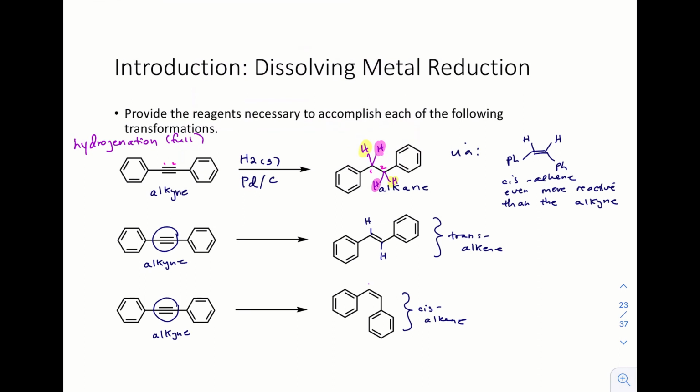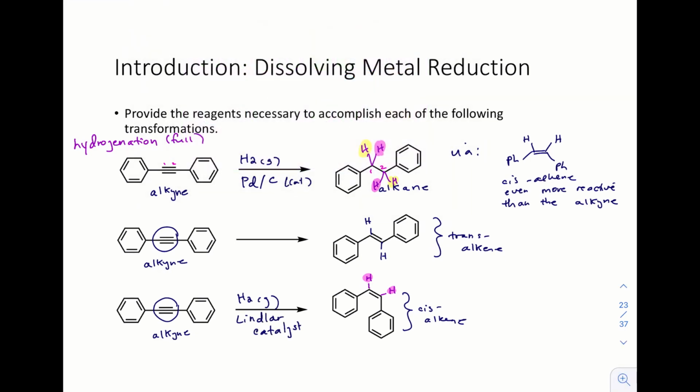This involves a less reactive catalyst. We call it a poisoned catalyst. Still, hydrogen gas is necessary, but just one equivalent is desired this time. So a less reactive catalyst is used. It's still palladium on carbon, but it involves a poison. So it's with a poison, and that catalyst has a name. The name is Lindlar's catalyst.